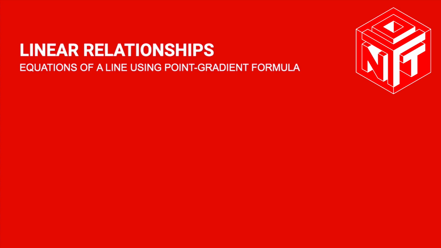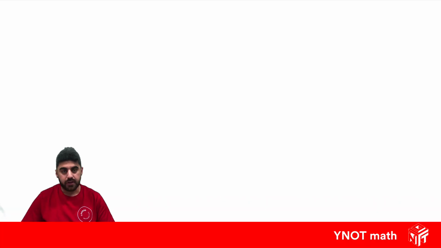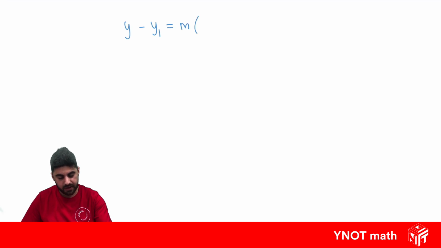Equation of a line using the point gradient formula. If we're given a point and a gradient, we can find the equation of a line. We can also use it if we're given just 2 points. The formula we're going to use is y minus y1 equals m outside of x minus x1. The only things we need to put in are y1, m, and x1, because y and x are the variables in the equation of a line.